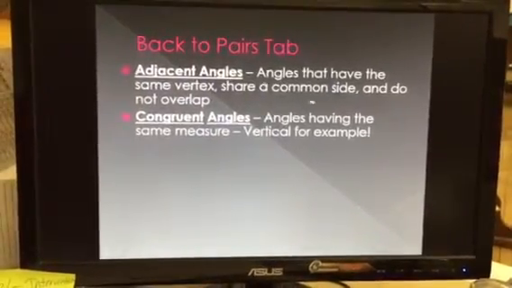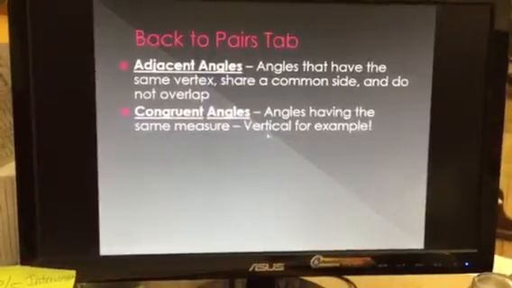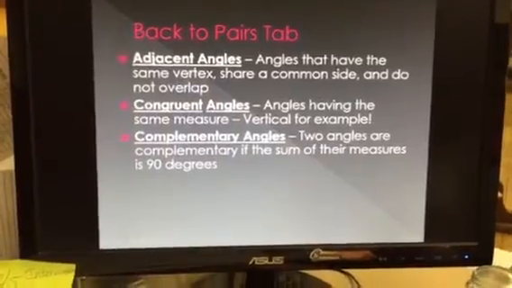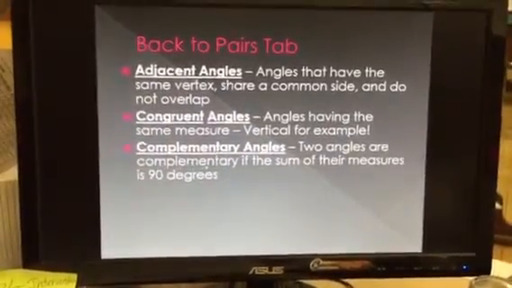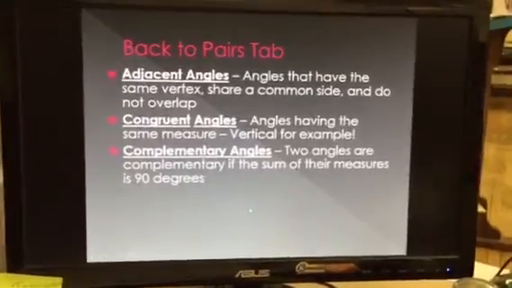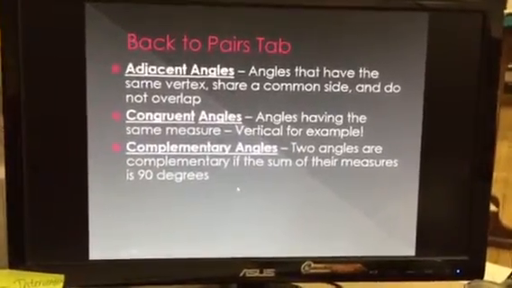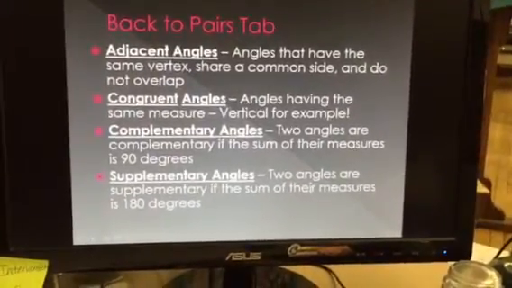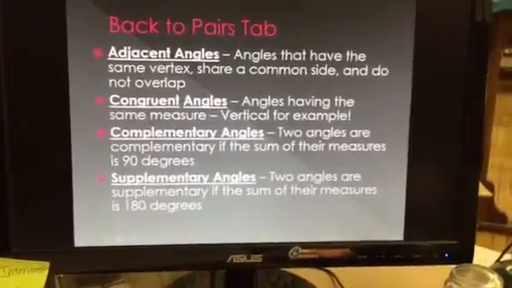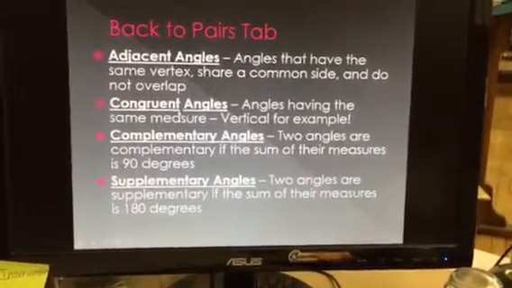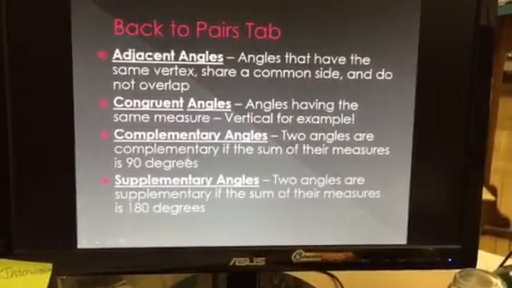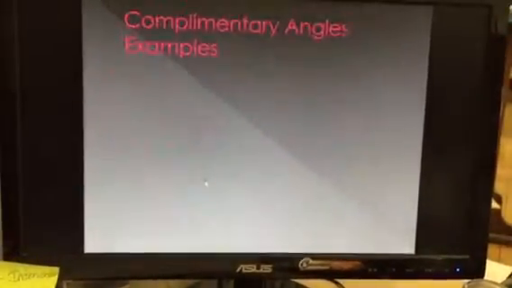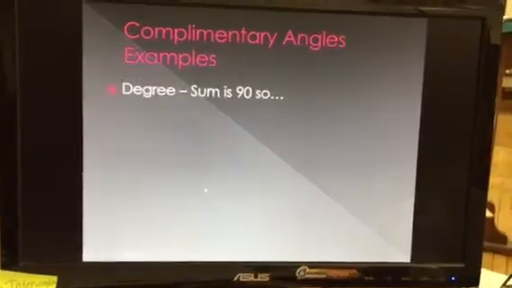Congruent angles are angles having the same measure, and vertical, for example, would be a congruent angle. There's a bunch of other names, of course. Complementary angles are two angles that are complementary if the sum of their measures is 90 degrees. So they add up to make 90 degrees. And supplementary angles, two angles are supplementary if their sum measures 180 degrees. So these could be adjacent, they could be congruent, but their sum would be 90 degrees for complementary and 180 for supplementary.